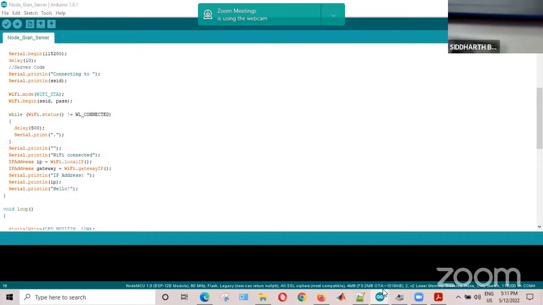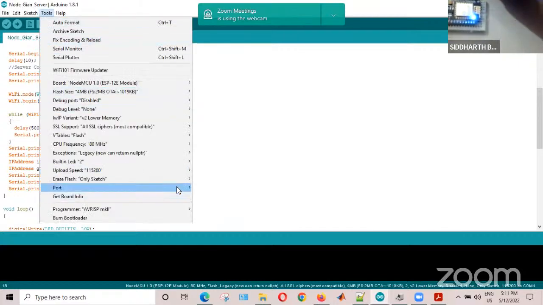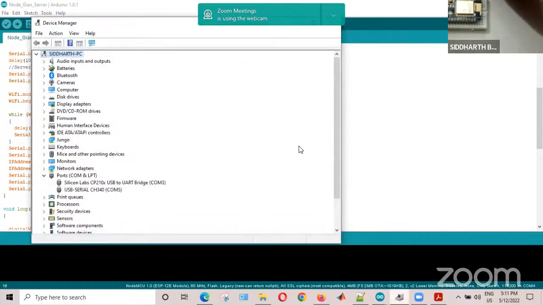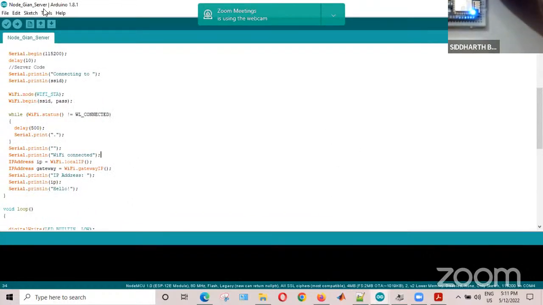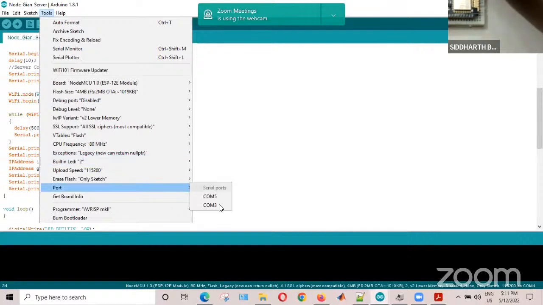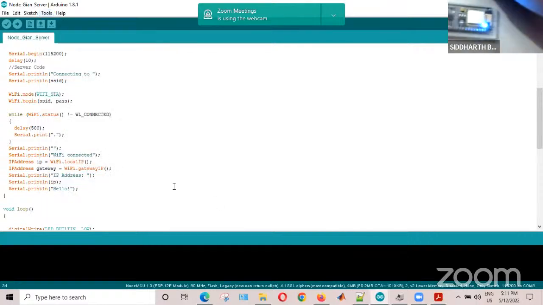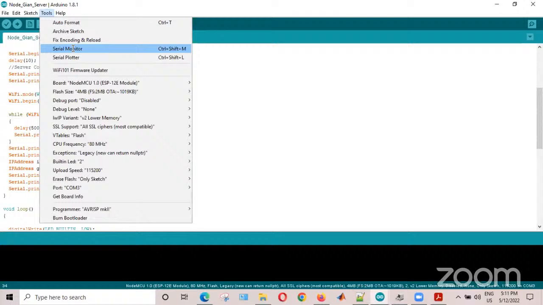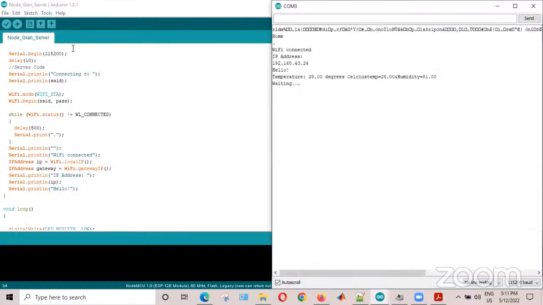So we can see what it is transferring to that server on our computer also. So let us see which port this board is connected to. It is connected to COM3. So I'm selecting the port as COM3, and there is a tool called the serial monitor. In the serial monitor, we can see what our Arduino is doing.